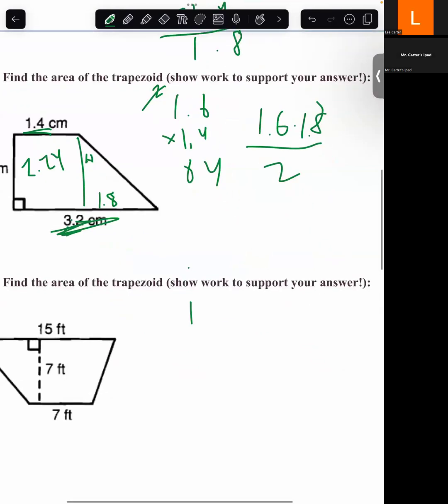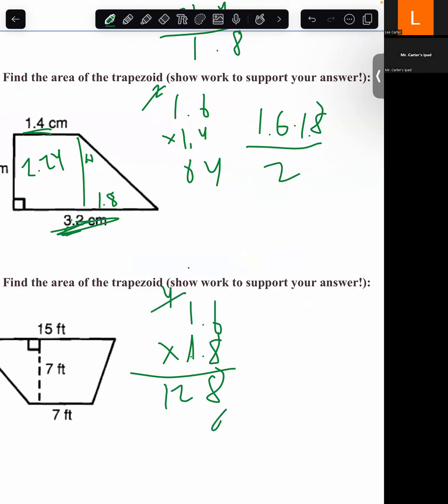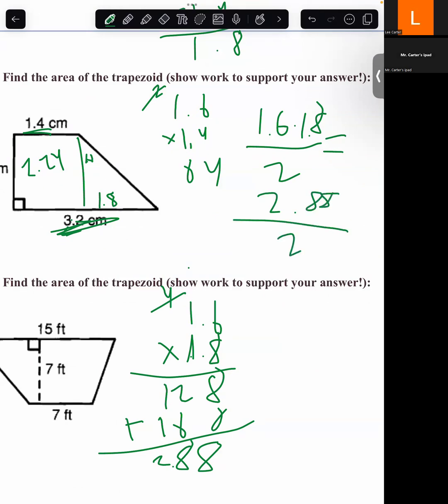Okay, so 1.6 times 1.8 is, so 8 times 6 is 48, 8 and 4 is 12. Then this is 16. So that's 288. And then 2 decimal places in the problem, so 2 in the answer. So that means this is 2.88, but that is not the answer because we still have to divide it by 2 because it is, in fact, a triangle. So 2.88 divided by 2 is 1.44.